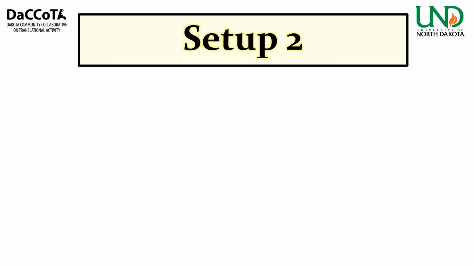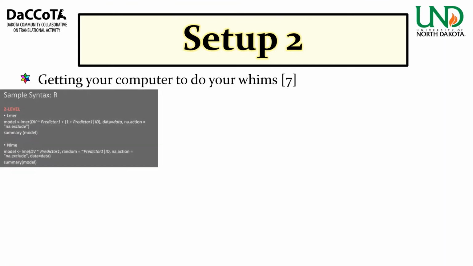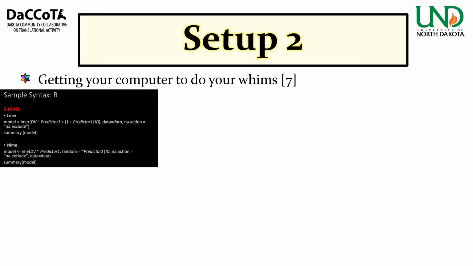Now, for the moment of truth, getting the computer to do your whim. There are several ways to go about it. In R, lmer and nlme can both run maximum likelihood. nlme is a bit more intuitive for the uninitiated with some of its coding, but I've used lmer a lot, so I'm going to stick with that. The model is set up here. DV is your Y variable. Predictor is the X variable that you care about. The random effect is here. It's going to be this: predictor and then ID.